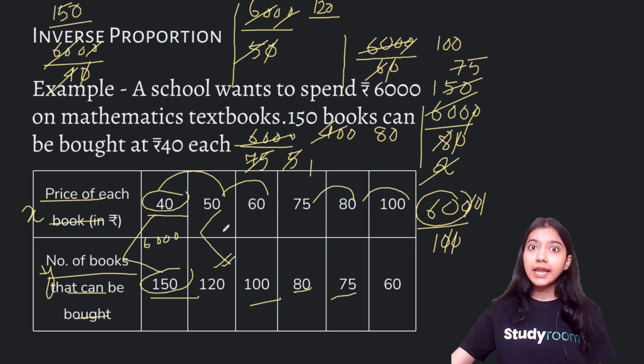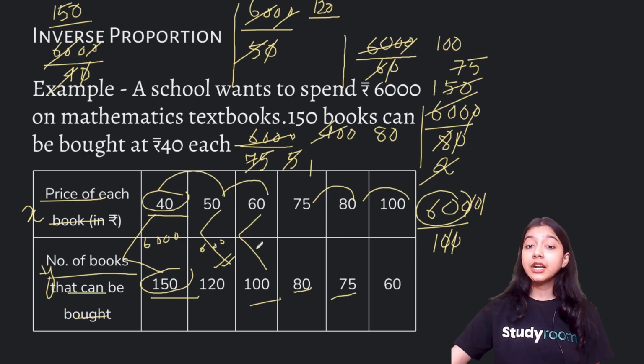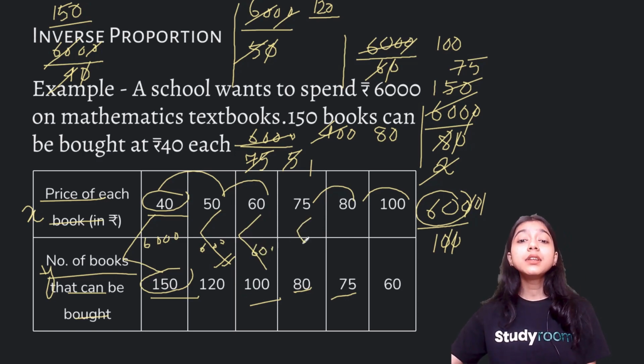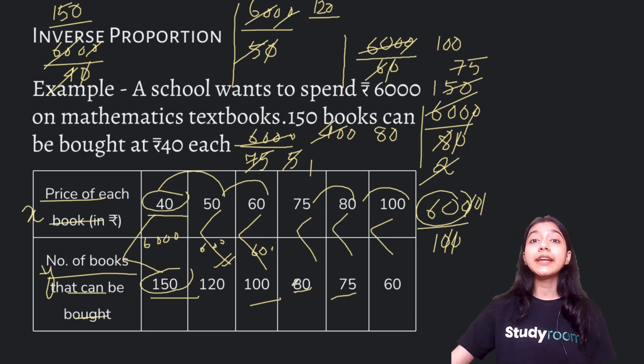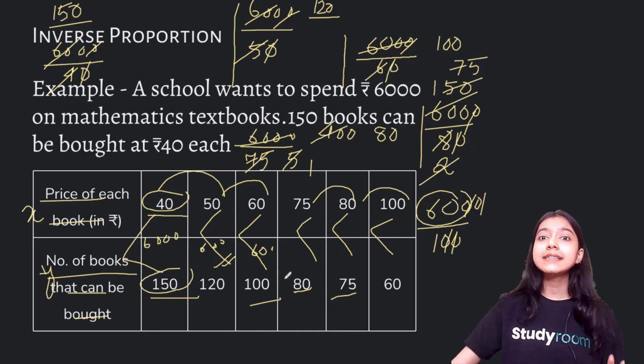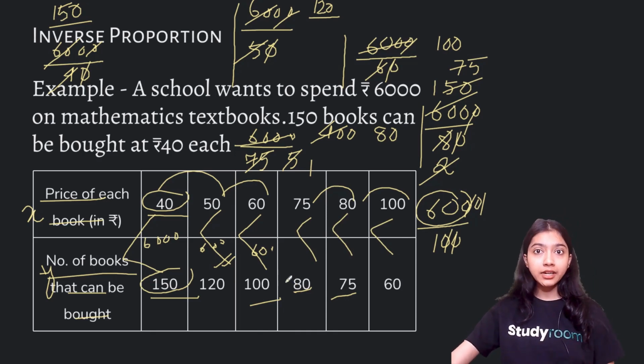120 and 50 again gives us 6,000. In the third case also, 60 multiplied with 100 again gives us 6,000. And similarly, in each of the cases, we will be getting the product of these two variables as 6,000. So from here, what can we conclude?